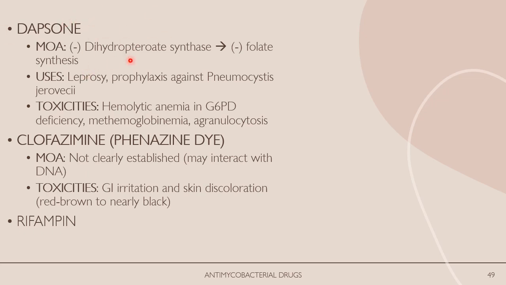Now, both of them inhibit your dihydropteroate synthase. Your dapsone is primarily used against leprosy. Pwede din siyang gamitin as a prophylaxis against Pneumocystis jirovecii. It has toxicities like your sulfonamides. They can also cause the exacerbation of hemolysis or hemolytic anemia in patients with G6PD deficiency.